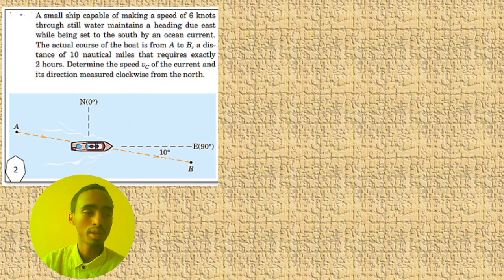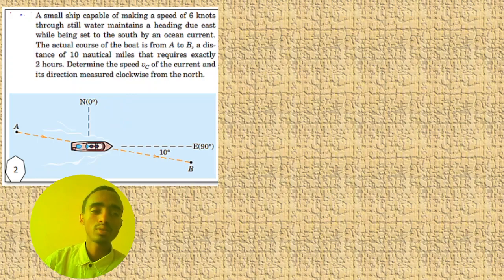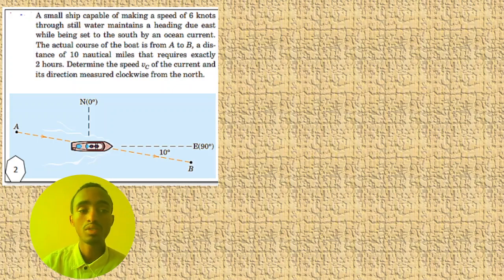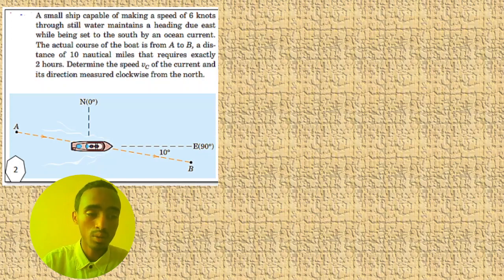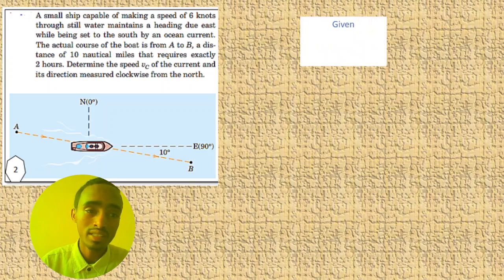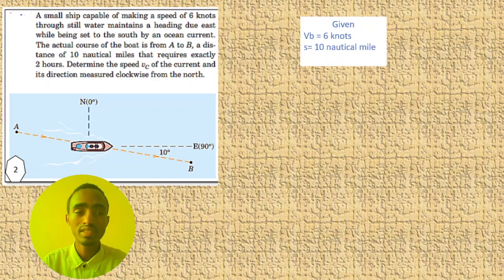In order to solve this problem, we can use different methods, but I am showing you how to solve it by using the sine and cosine laws, which are very important in trigonometry. Before using these two equations, we must know the given quantities. Here we are given the speed of B, which is 6 knots, the distance from A to B is 10 nautical miles, and the time taken to cover this distance is 2 hours.